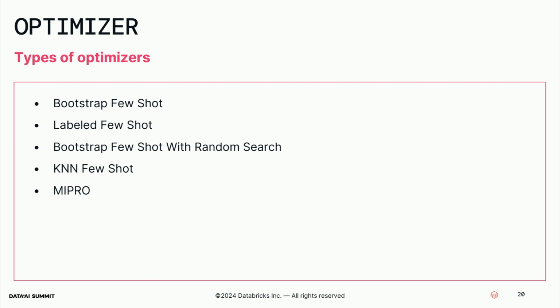So we have BootstrapFewShot. That's a class that composes a set of high-quality demos to go into that prompt. These demos come from a combination of labeled examples in the training set and bootstrapped examples. It uses a teacher module, which defaults to your program, to generate those complete demonstrations. The bootstrapping process employs the metric to validate demonstrations and includes only those that pass the metric in the compiled prompt.